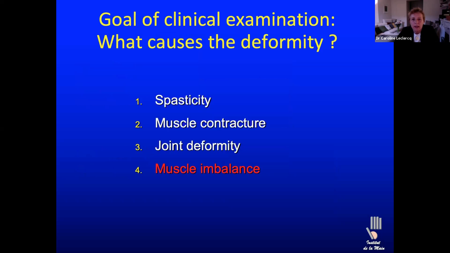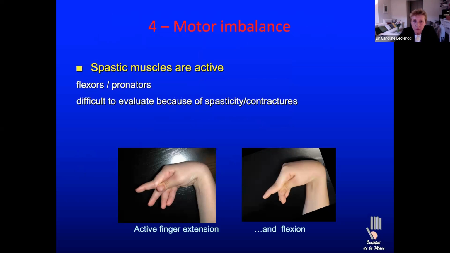Last but not least, the last cause of the deformity is muscle imbalance. Imbalance between the spastic muscles, which are usually active, so they are spastic and active, and they are mostly the flexors and the pronators. And of course, their activities, their strengths may be quite difficult to assess because of all the surrounding deformities. Look at this young 8-year-old girl with her flexed wrist. Well, with a hyperflexed wrist, it's very difficult to test finger flexors.